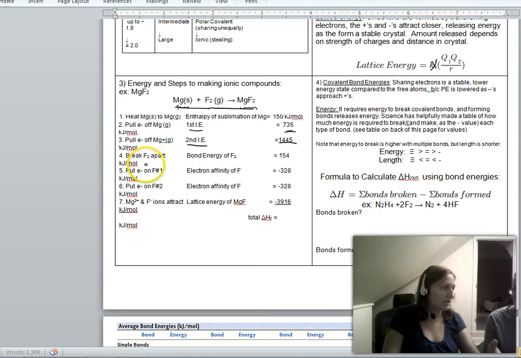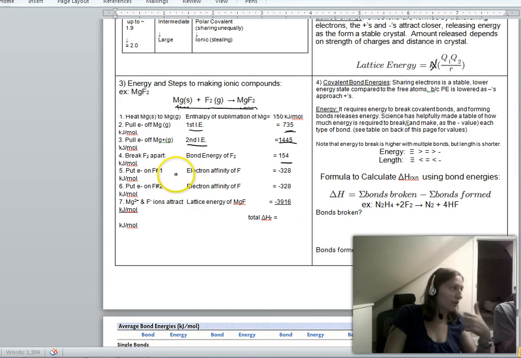This is endothermic. It takes energy to break a bond. So that's the bond energy between a fluorine and a fluorine, and that's in a chart. It's a different chart, but it's still a chart. And that's 154 kilojoules. The next one that you've got to do is you take one of those floaty-around electrons and you jam it onto the fluorine. Now this is actually exothermic, because fluorine loves this. It makes him happy.